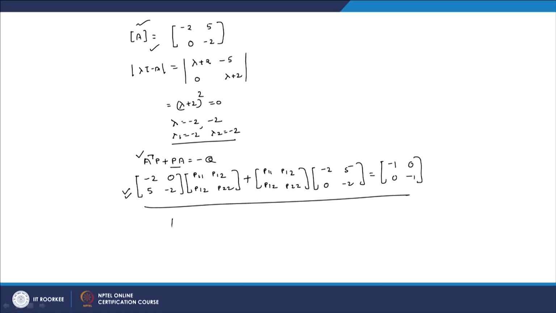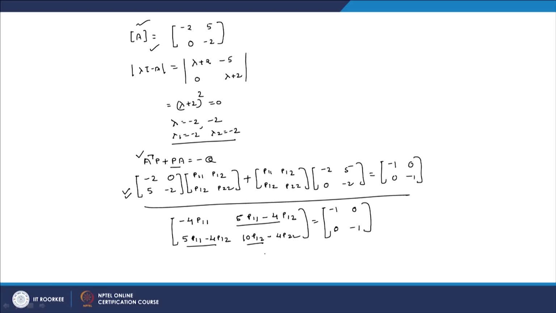So, after solving this equation we will get minus 4 P11, 5 P11 minus 4 P12, 5 P11 minus 4 P12, 10 P12 minus 4 P22 equal to minus 1, 0, 0, minus 1. Now, we equate minus 4 P11 equal to minus 1, this equal to 0, this part equal to 0 and this equal to minus 1. So, after solving this we will get P11 equal to 1 by 4, P12 equal to 5 by 16 and P22 equal to 33 by 32.